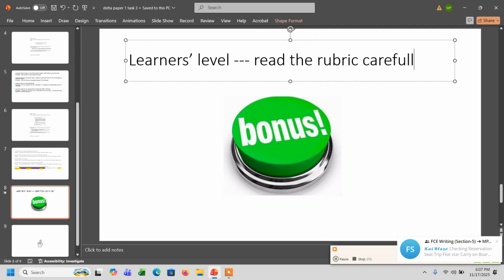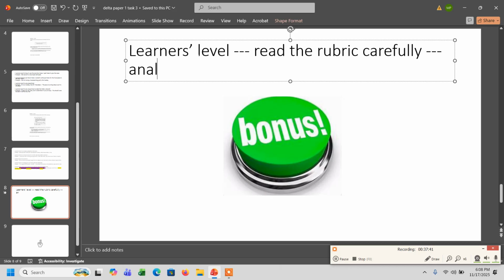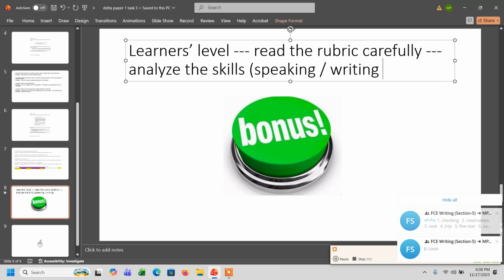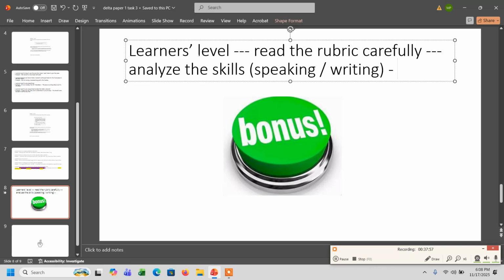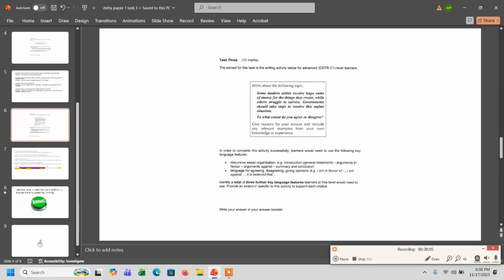And another one is read the rubric question carefully. Oh, my students are waiting. So read the rubric carefully, and also analyze the skills, I mean whether it is for speaking or writing. It means you need to read the specific instructions, what they have already given, because you can't repeat the answer.